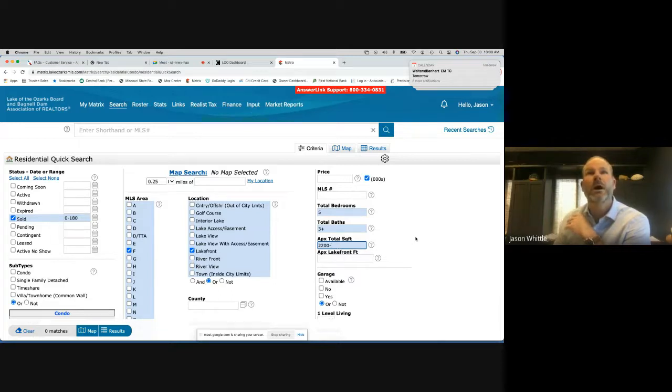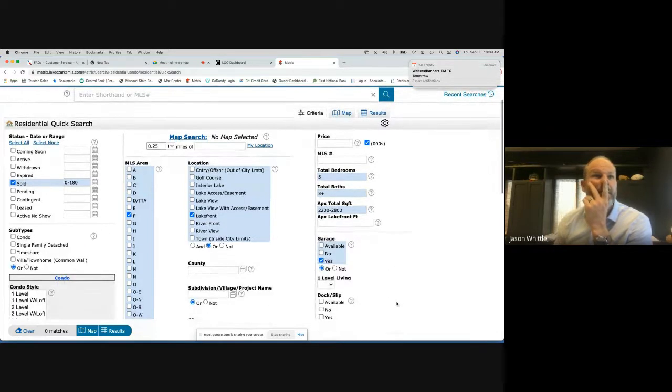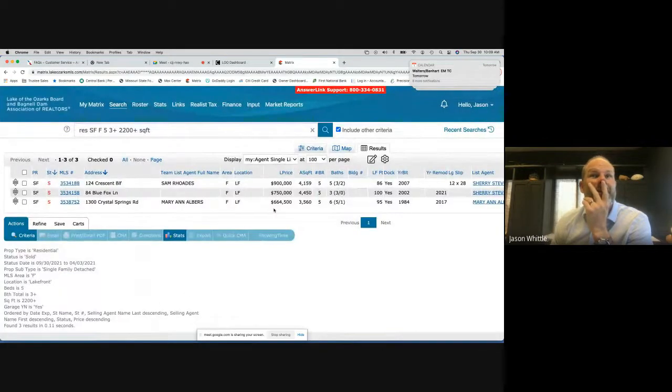to 2,500. So I'll probably go to 2,800, about 300 feet on either side. I want garages. I want single family, obviously. And you can already see there's only 3 that have sold that are over 2,200 square feet. So again, that's pretty specific.